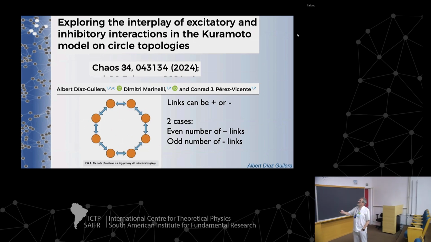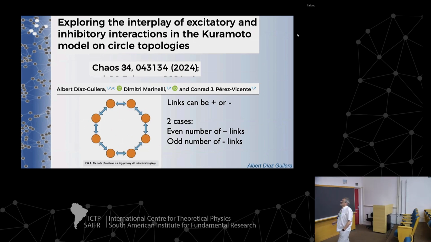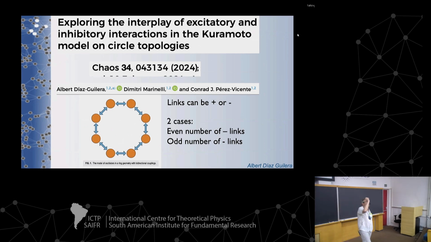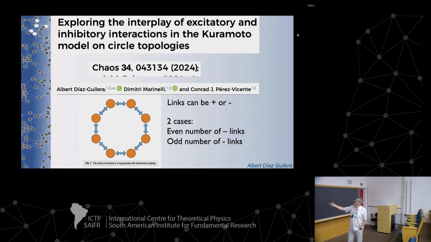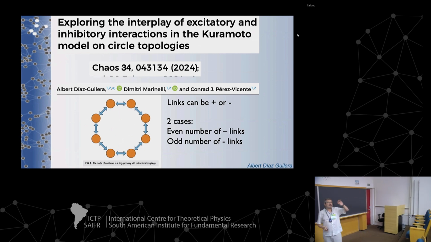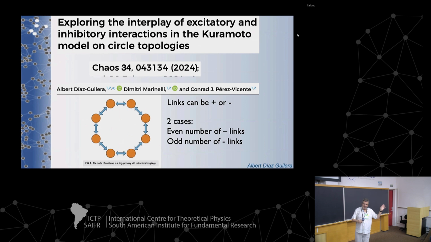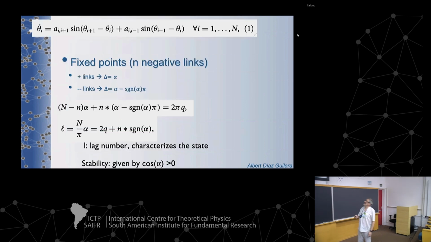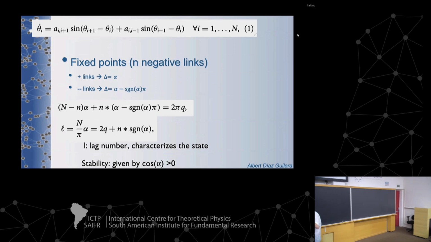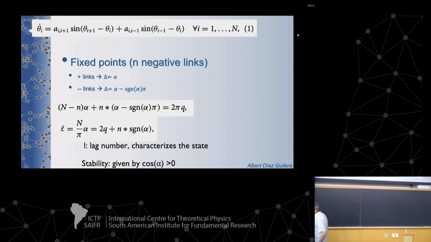So we have a circle in which we have bidirectional connections. Links can be positive or negative. This is very important. The important thing here is only whether the number of negative links is odd or even. I can tell you more details, but for now we can skip it. Then you can look at which are the fixed points. This is very, very simple. It's just an exercise.